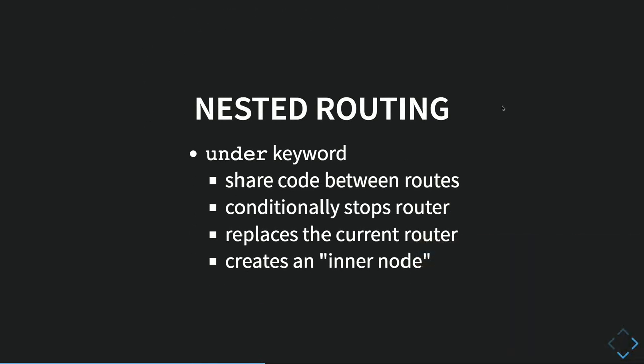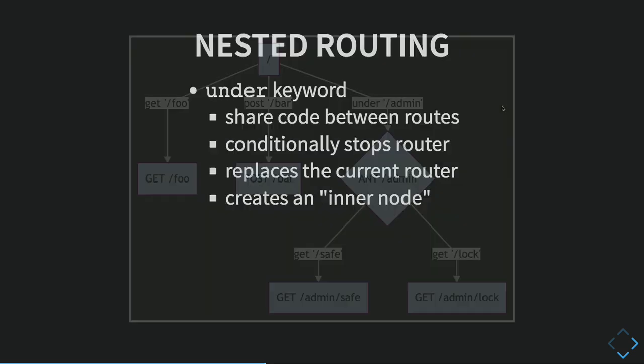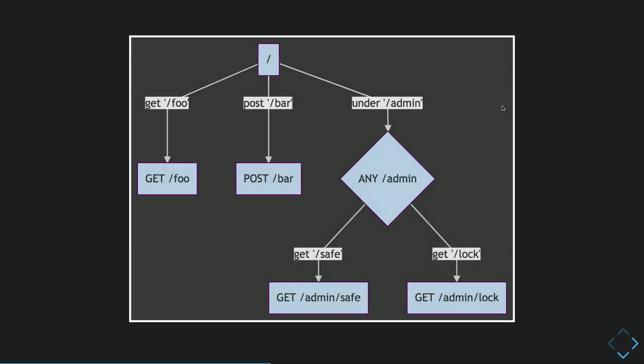For nested routing, you use the under keyword, which can do several different things. It can share code between the routes, conditionally stop the router, like if you're doing a login, or replace the current router. That's the interesting one. And that lets you build this sort of root tree. But you don't really see what you're doing. It just says, while I am under this, do these other routes. This creates an inner node in a graph sense. And while this is all confusing, maybe it is a little better to see it as a graph.